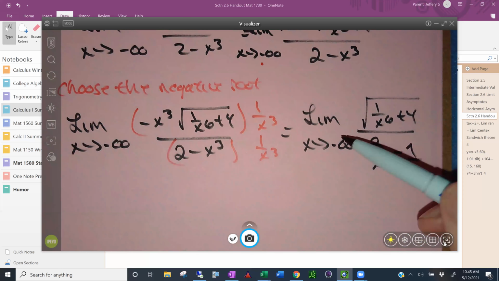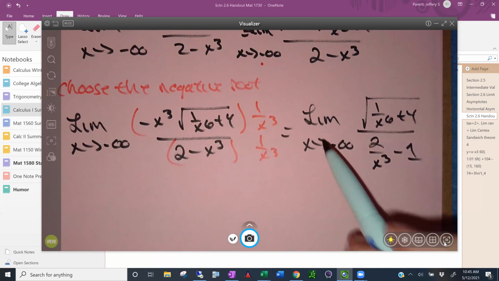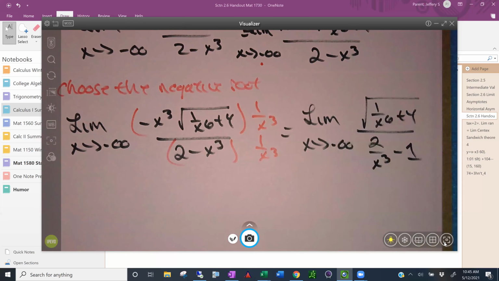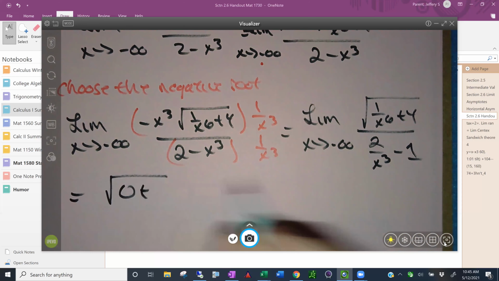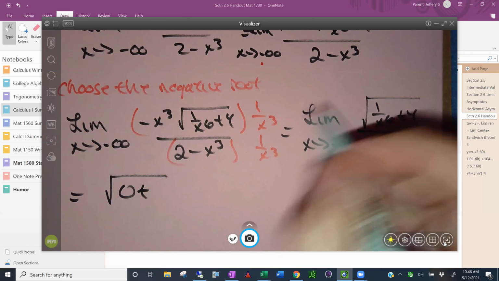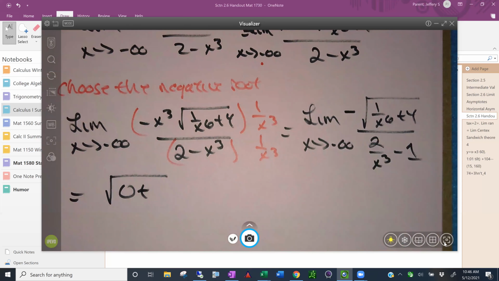Now we can start taking the limits piece by piece. I can take this whole limit underneath the radical and look at the limit as x approaches negative infinity of 1 over x to the 6. Does it matter that I'm going towards negative infinity or positive infinity? No. This is still going to end up being 0. So it's going to be the square root of 0 plus what? Do we need the negative sign in front of that? Yeah, I did lose the negative sign. Thank you. So I need that negative up there.